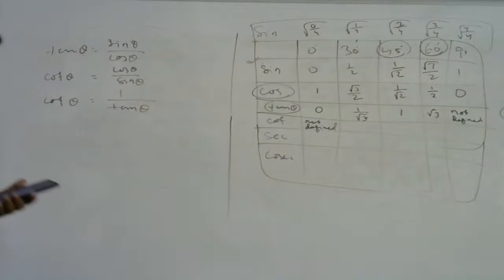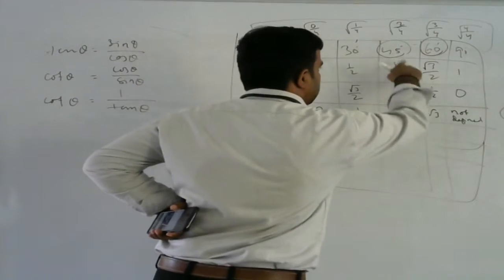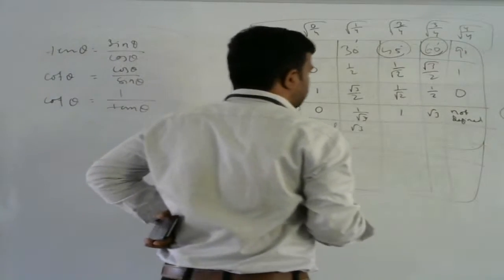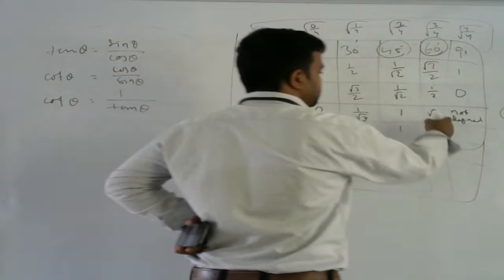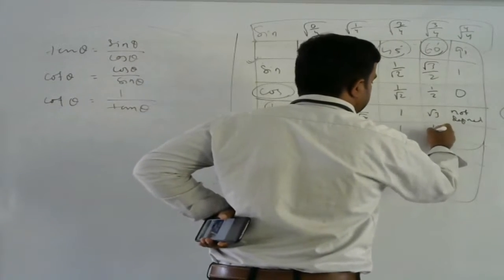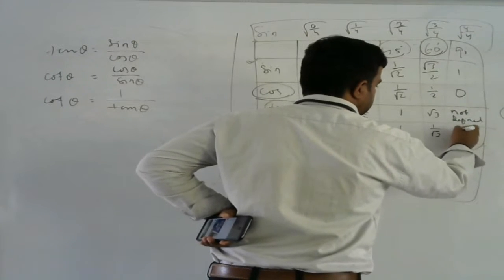Then what will be cos cot 30? Cot 30 will be just the reverse, that will be root 3. And cot 45 will be 1. Cot 60 will be 1 upon root 3. And this is 1 upon infinite, which is 0.